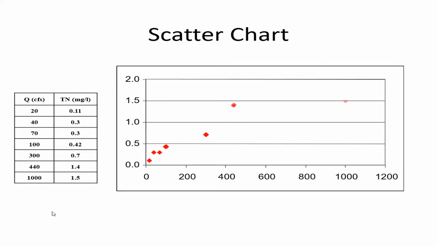But this is a different type of data. We are going closer to engineering now. Why? Because we are showing the discharge in cubic feet per second and the concentration of total nitrogen expressed in milligram per liter. And we would like to draw the relation between Q and the total nitrogen. And in this case, I need a relation between X and Y, therefore I used a scatter chart.